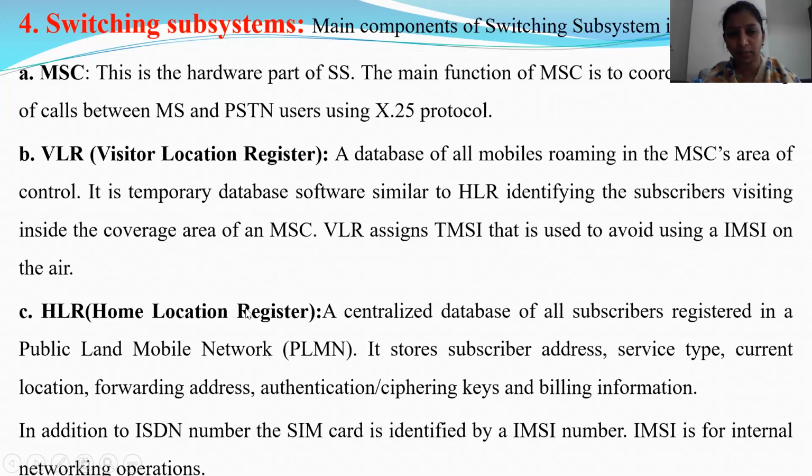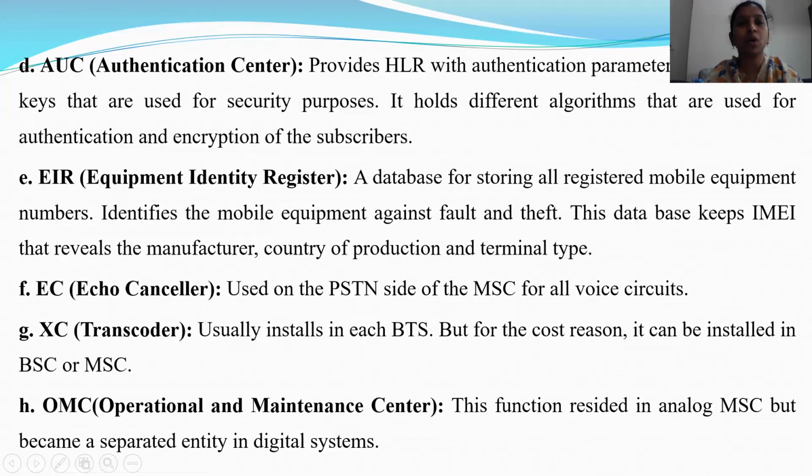So HLR is nothing but home location register, a centralized database of all subscribers registered in the public land mobile network. It stores subscriber address, service type, current location, forwarding address, authentication keys, and billing information. Everything is stored in the home location register. In addition to ISDN number, the SIM card is identified by an IMSI number. IMSI is for internal networking operations.